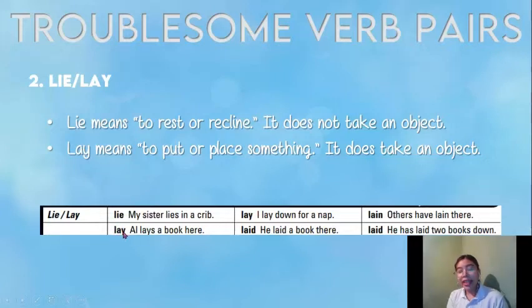Then we have lay in present: Al lays a book there. He places the book there in present. Laid, he laid the book there in past. Laid, he put the book there. And laid, he has laid 2 books down. It means that he has done it before. To lay the books in a particular place, in past participle.